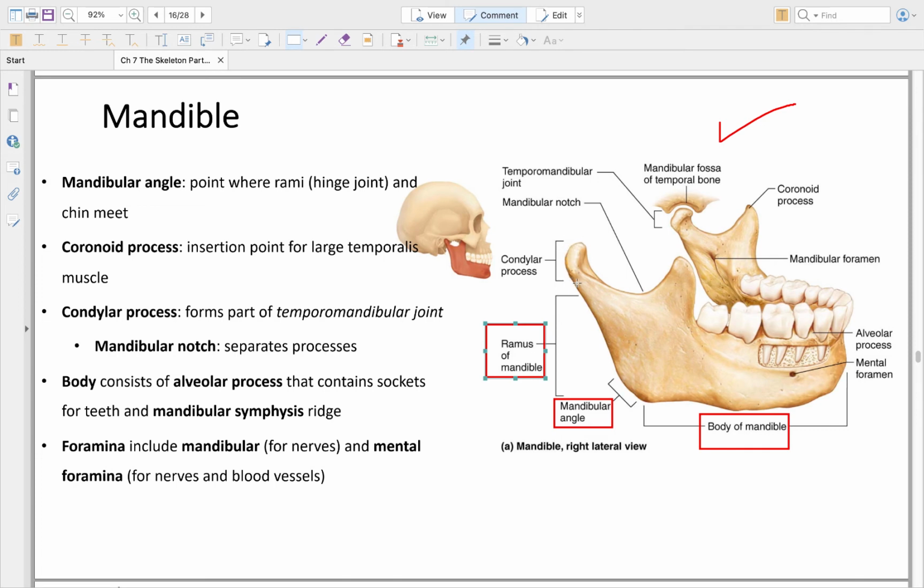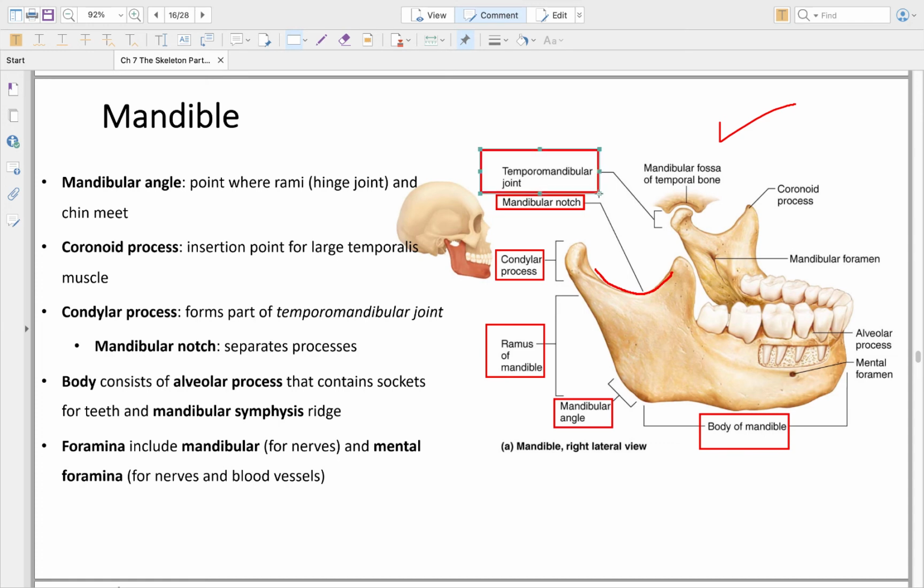Right here at this point is the condylar process, which makes up part of the temporomandibular joint. Okay, and then see how this kind of half circles, that little half circle, this whole area is the mandibular notch. And then on this side, you can see it better from this angle, this little tiny area is the temporomandibular joint.